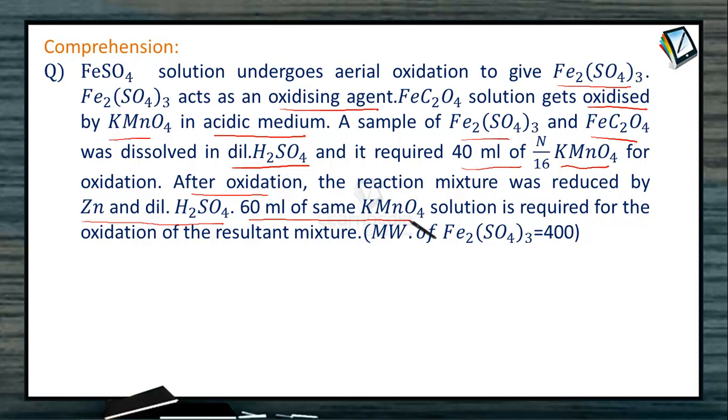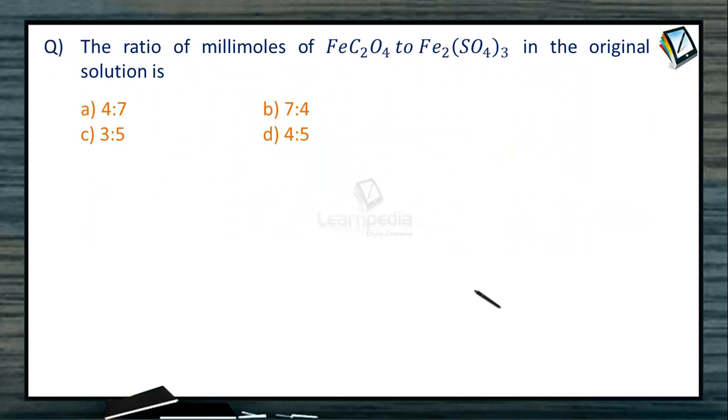60 ml of the same KMnO4 solution is required for the oxidation of the resultant mixture, and the molecular weight of ferric sulfate is 400. Now let us answer the questions given. The ratio of millimoles of ferrous oxalate to ferric sulfate in the original solution is it 4:7, 7:4, 3:5, 4:5?